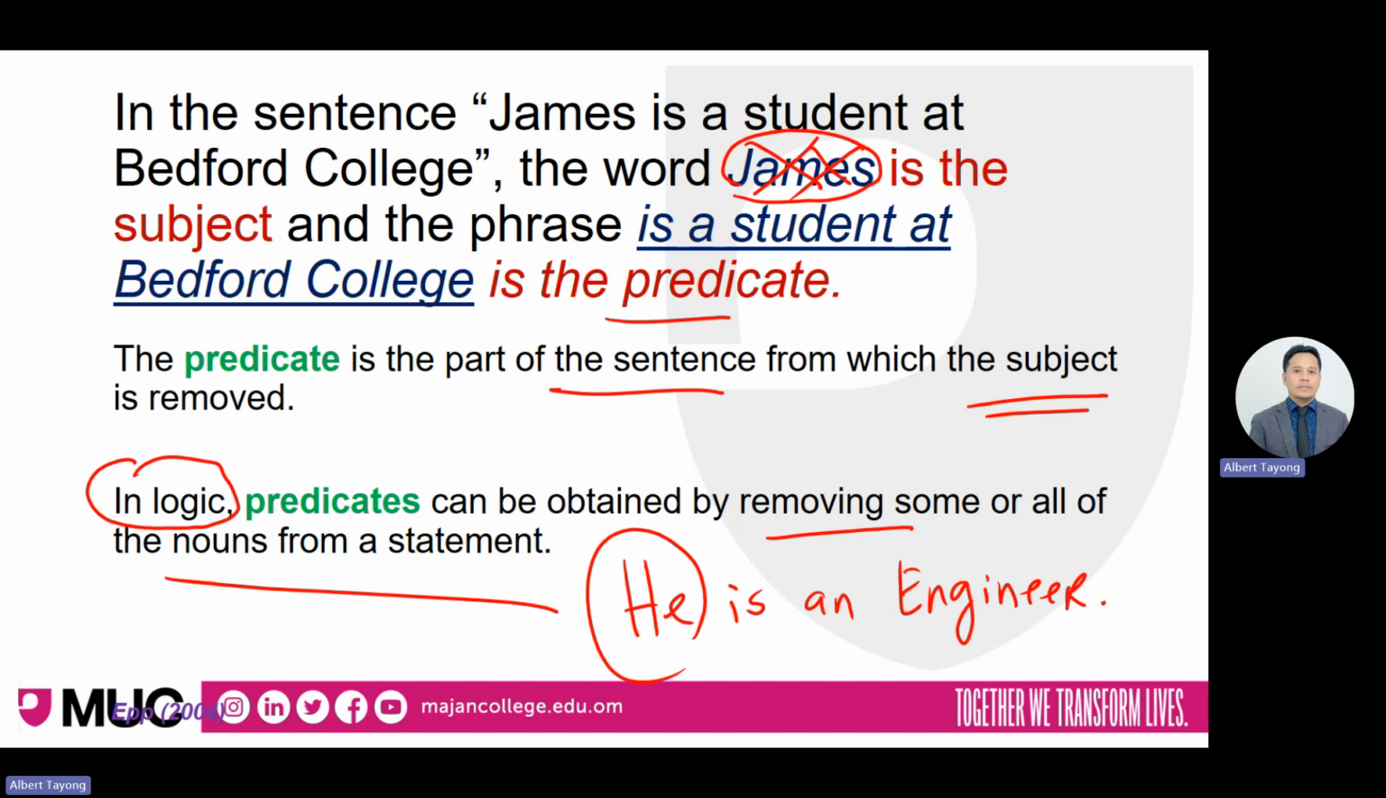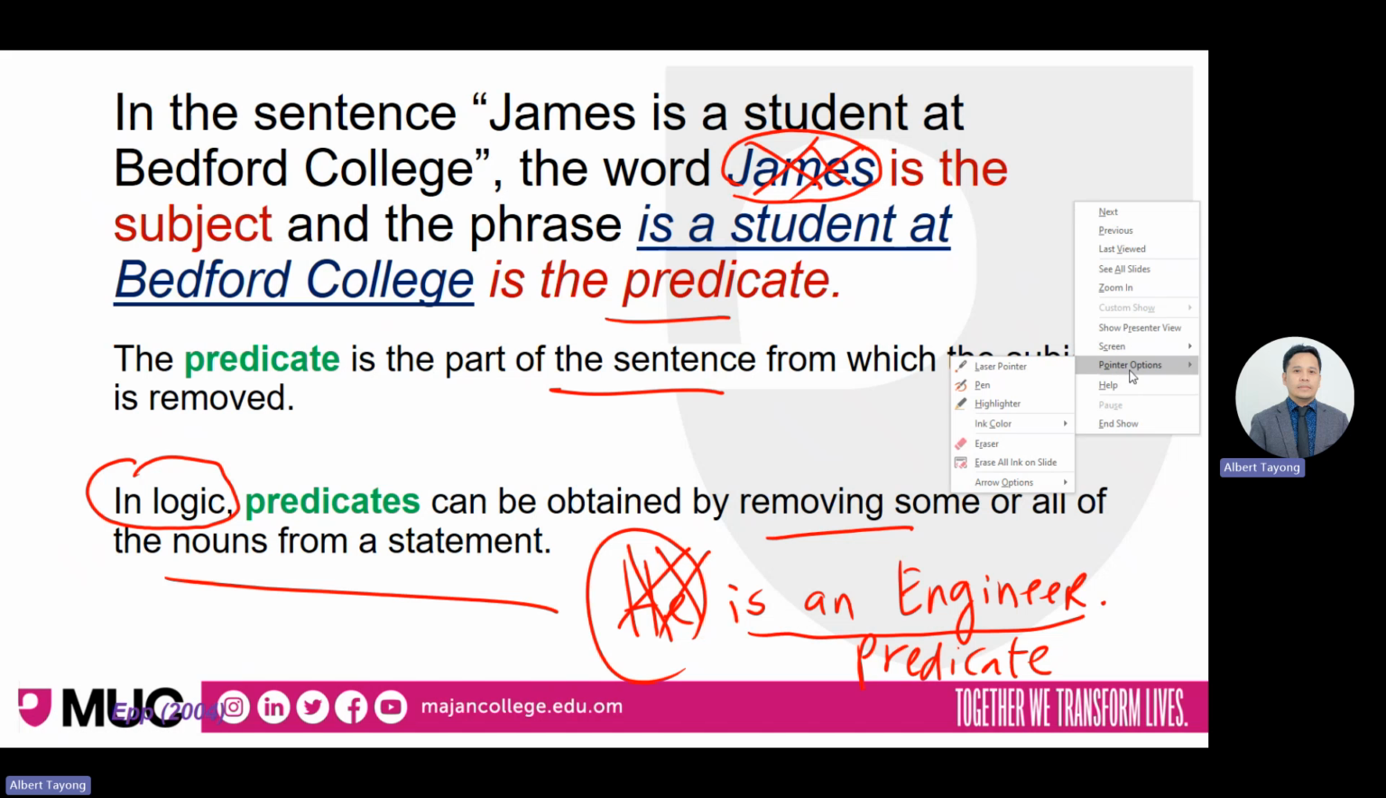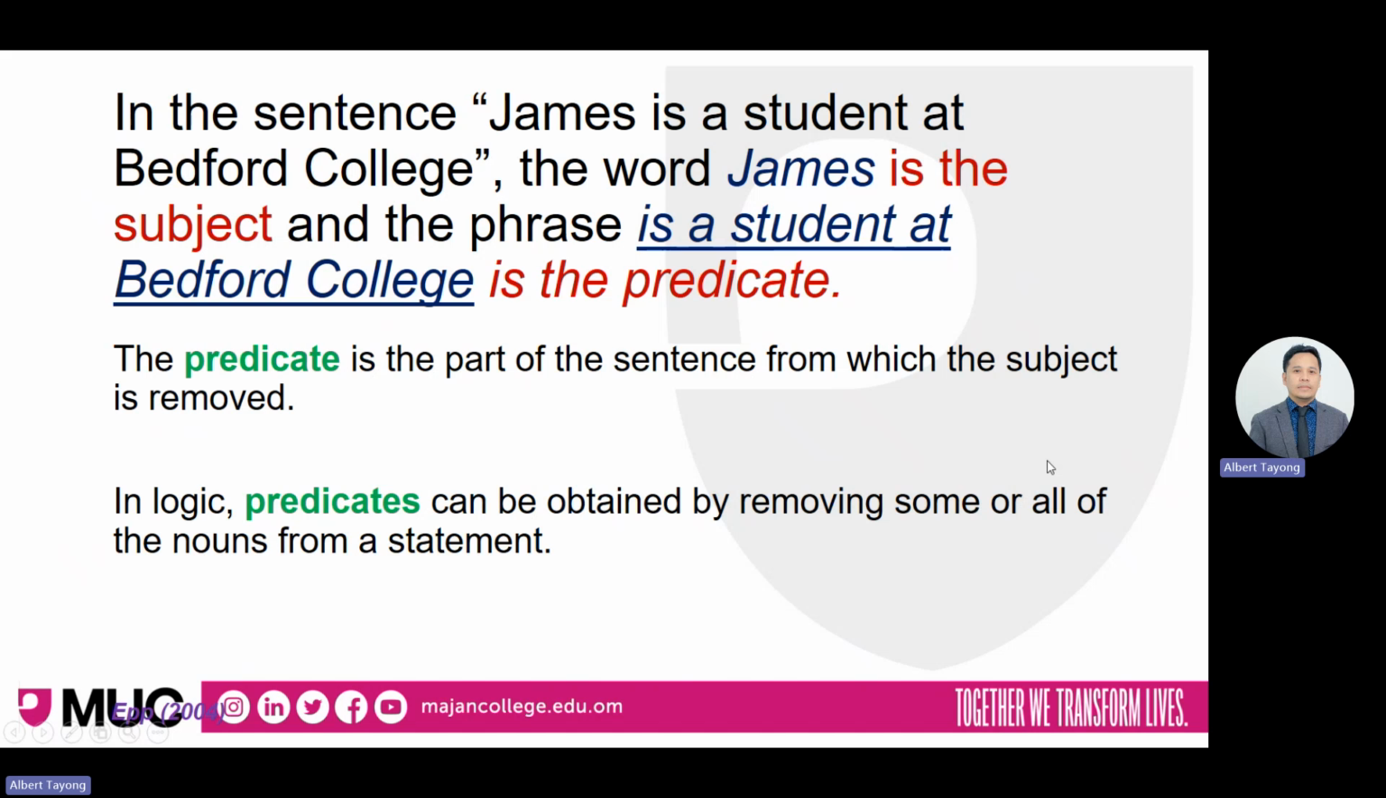Our subject is "he". If you remove "he", the remaining part is our predicate. These words describe our subject "he". So "is an engineer" is our predicate in this sentence. I hope that is clear.